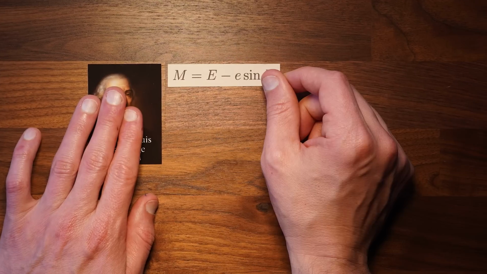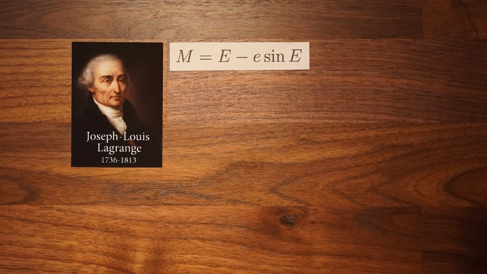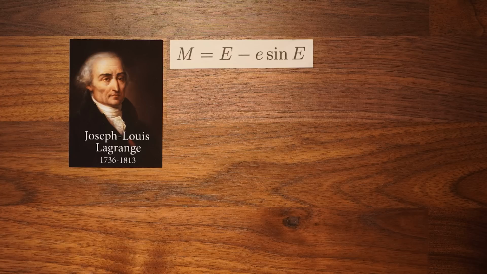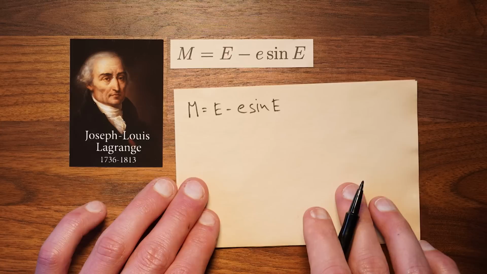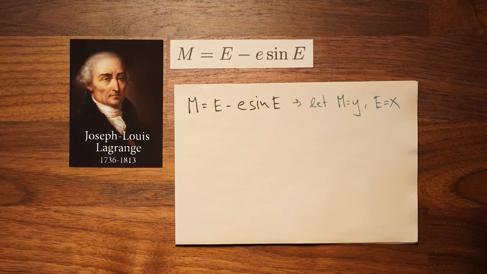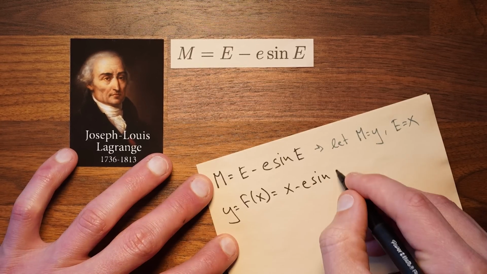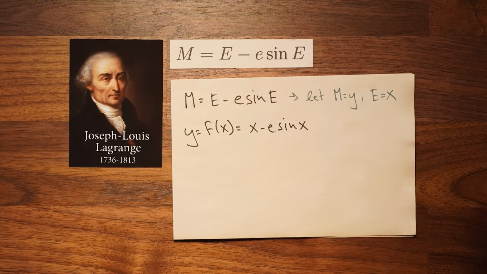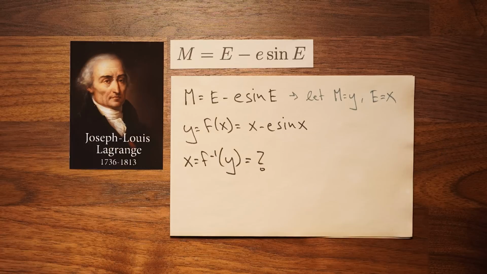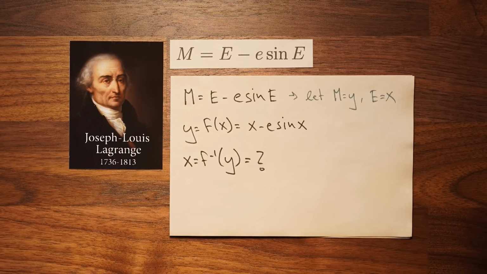In the late 1700s, Joseph Louis Lagrange, while trying to solve Kepler's equation and other similar problems, remarkably found a way to create Taylor series for inverse functions. Let's temporarily switch Kepler's equation to a more familiar f of x notation, and see how Lagrange's result applies. So we now have y equals f of x defined as x minus e times the sine of x. Solving Kepler's equation with these new symbols means solving for x, or equivalently finding the inverse function of f.